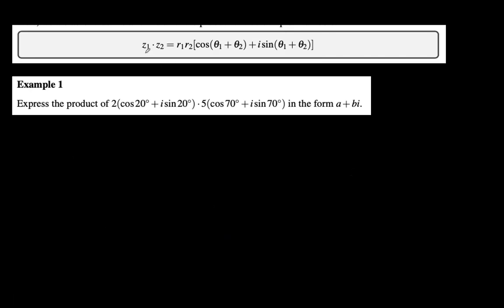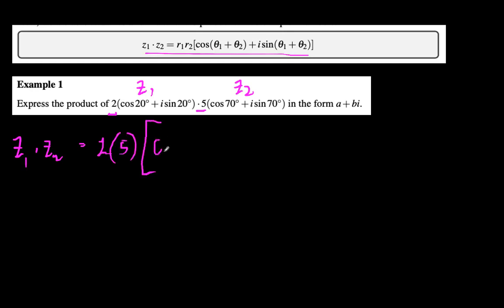So, how do we do this? How do we apply this rule? Ito yung rule natin. Ang mangyayari, class, this is our Z1, this is our Z2. Ang radius natin ay 2 and 5. Alright? So, Z1 times Z2 is equal to, we multiply the two radii, that's 2 and 5, times, we just copy the cosine, and ano ba yung mga angle measures nila? 20 and 70. We add them up. 20 plus 70 degrees plus I sine, ganun din.